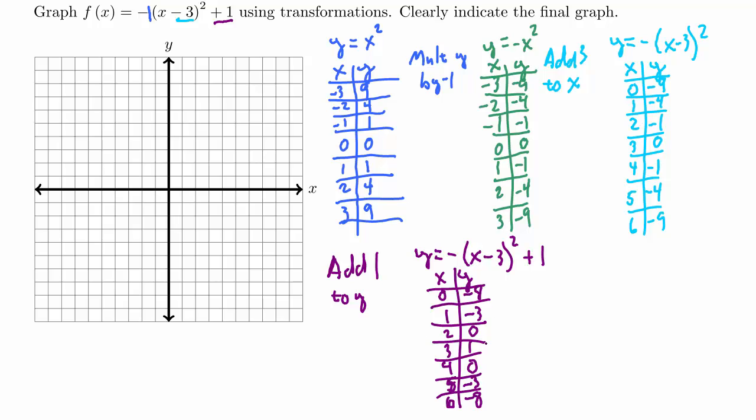And these coordinates are what I'm going to graph. So I'm going to start out with 0, negative 8, then 1, negative 3, then 2, 0, 3, 1, 4, 0, 5, negative 3, and 6, negative 8. And you should be able to see your parabola there. There you go.